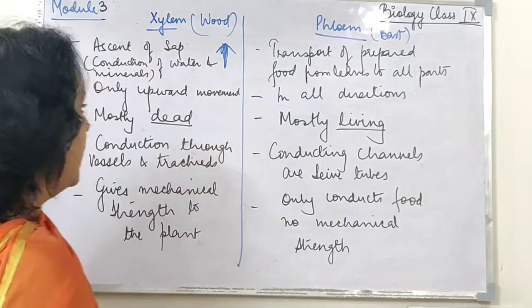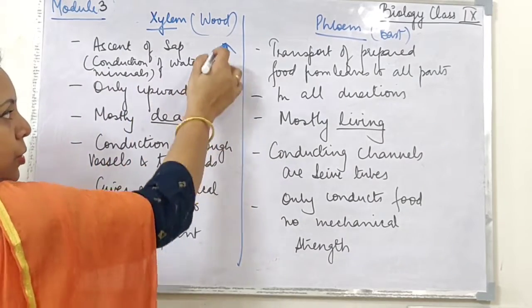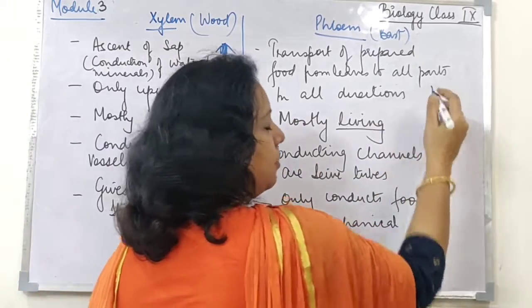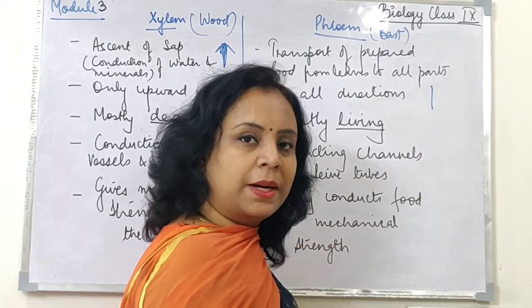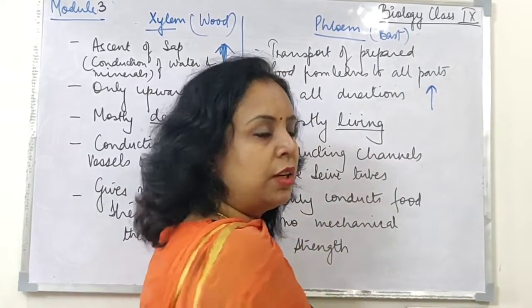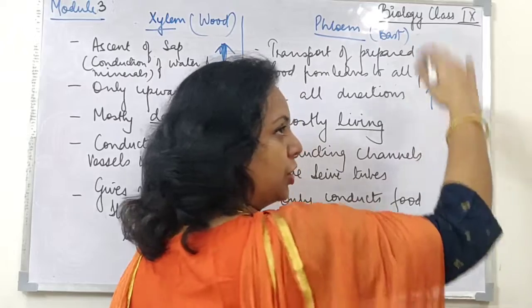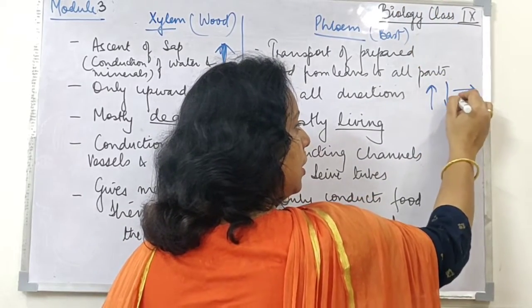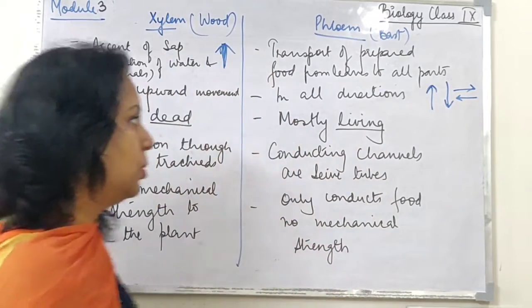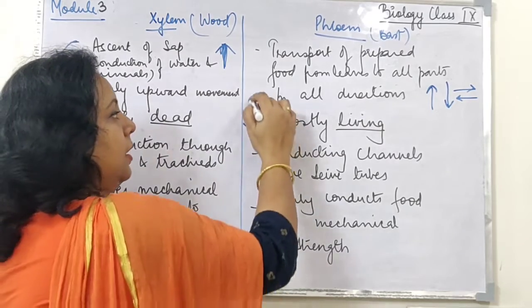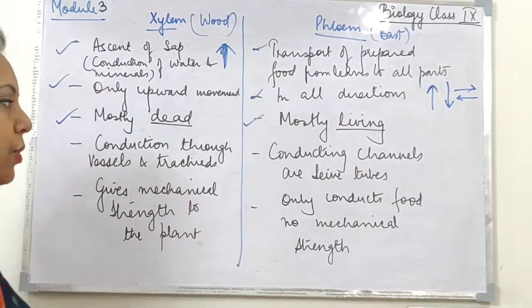Okay. Next, I told you that xylem is doing only the upward movement, while all the parts of the plant require energy. So the food will go up also to the parts which are there on the top. It will come down till the root. It will go on the sides also. So these are two very important points. I told you xylem is mostly dead. This is mostly living. That is the third point of difference.